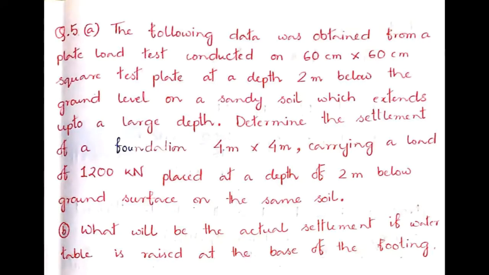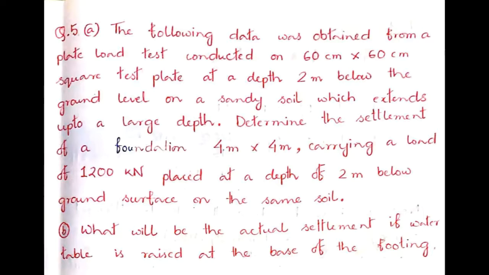Hello everyone, let's discuss the numerical on plate load test. So this is the question. The following data was obtained from a plate load test conducted on a 60 cm by 60 cm square test plate at a depth of 2 meter below the ground level on a sandy soil which extends up to a large depth. Now, what is the meaning of this part of the sentence?